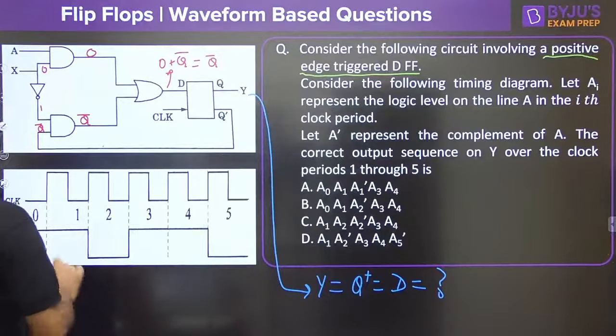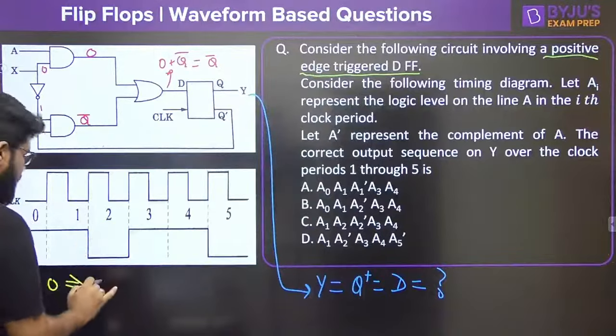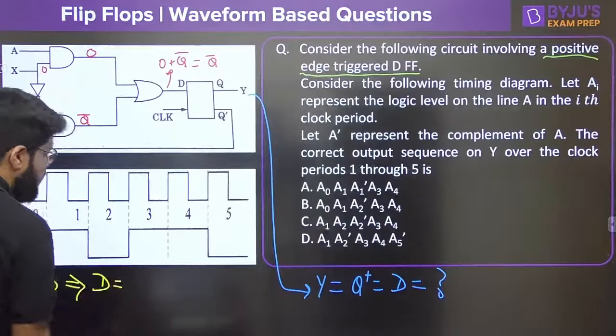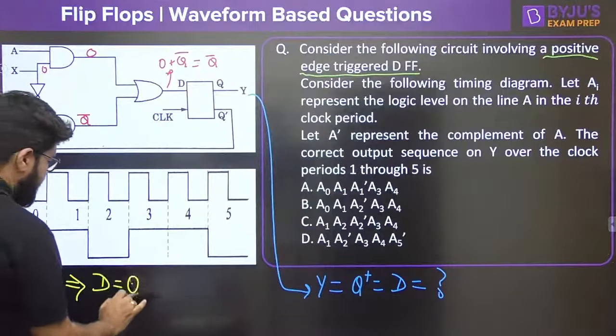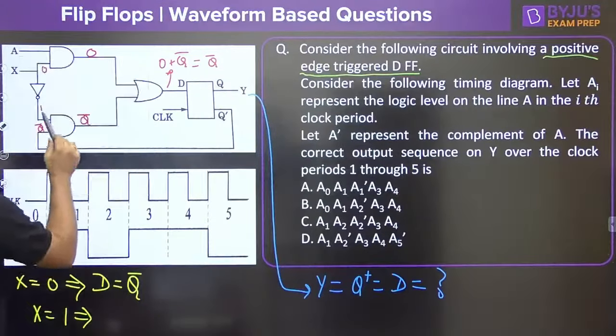So whenever X is equal to 0, what is coming to the D input? It is Q bar. Whenever X is equal to 1, then what is coming? Let's check this also.